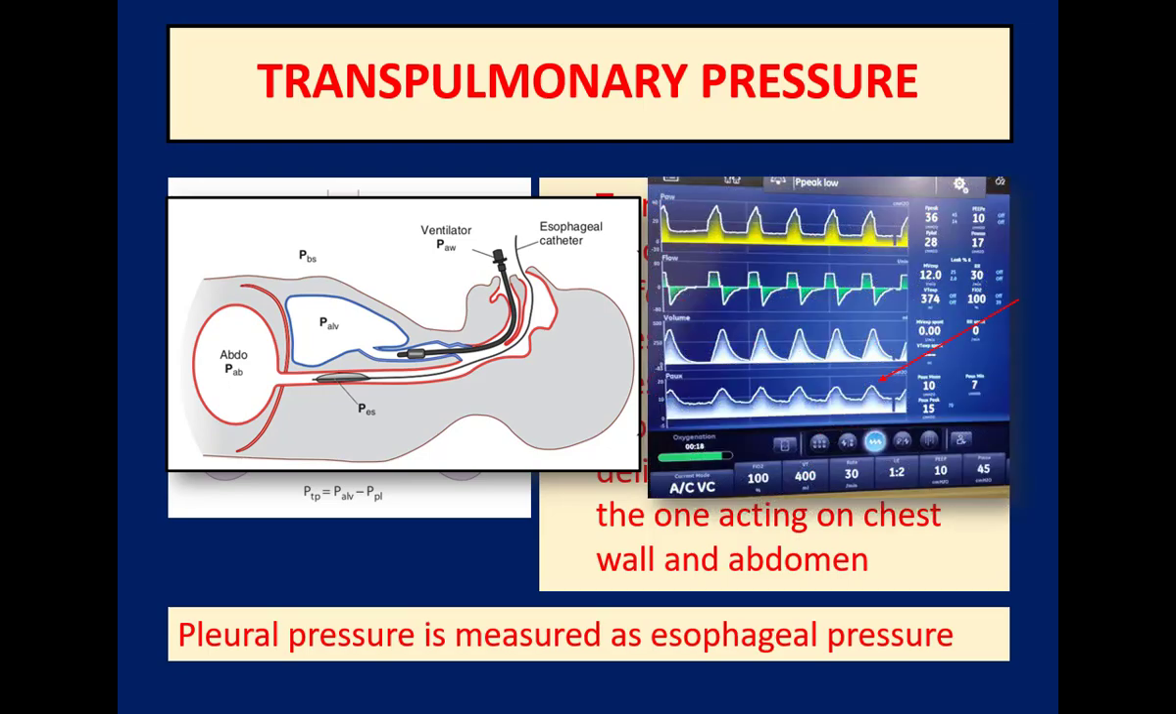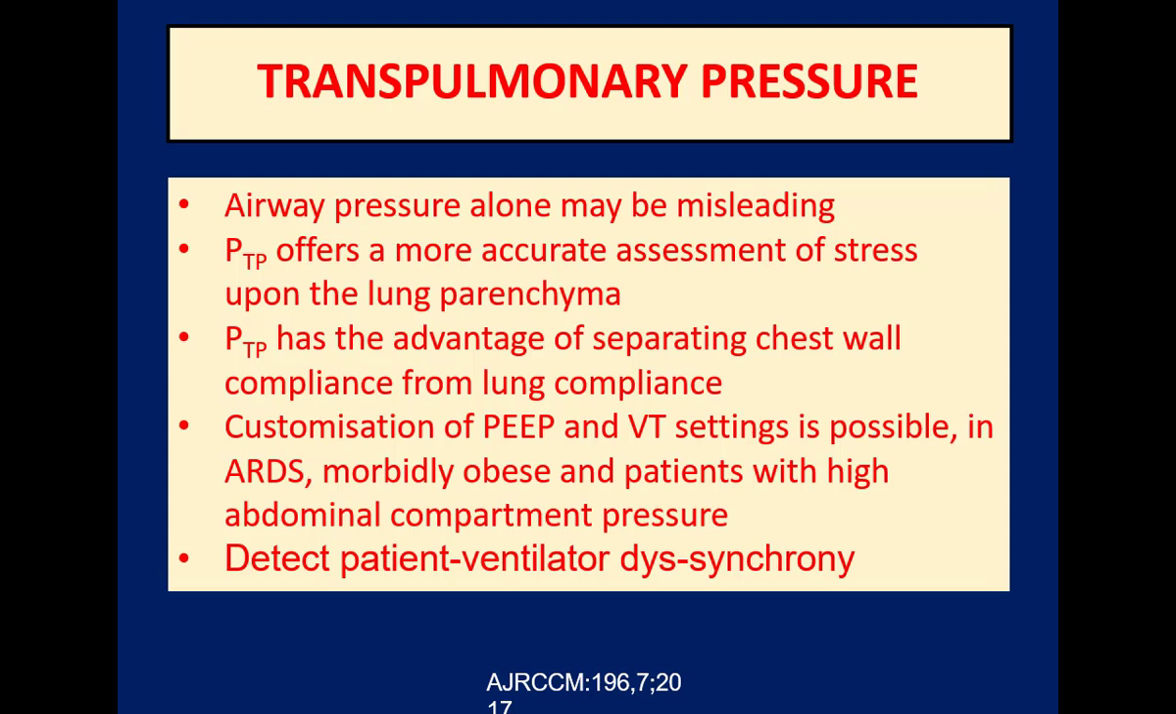So what we do, we place an esophageal catheter. As you can see here, it is inflated here and it gives a measurement. This is the tracing on the ventilator of the esophageal catheter. Once we get this, with a calculation of the airway pressure and plateau pressure, if we deduct them, then we will get the true transpulmonary pressure. Airway pressure alone may be misleading sometimes, as we see in the plateau pressure. Transpulmonary pressure offers a more accurate assessment of the stress upon the lung parenchyma.